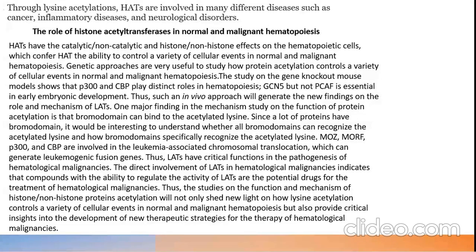So as of now, we have discussed what HAT actually means, how HAT is divided into different families, how it is doing histone acetylation, and also how it's important in cancer biology.